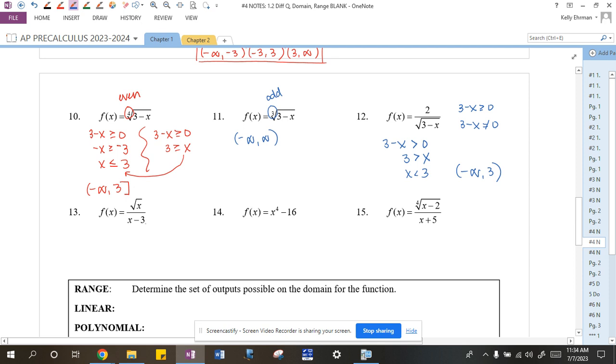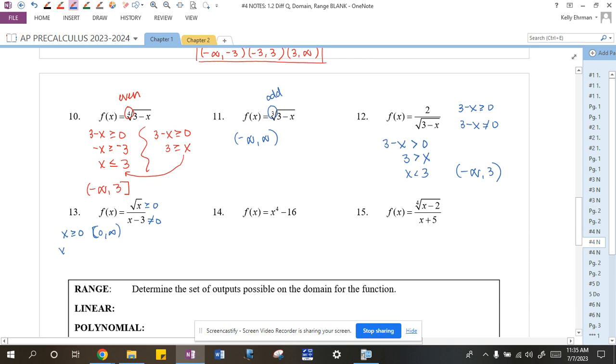For number 13, we have a square root on top and an expression in the denominator. So not only can x minus 3 not equal 0, x needs to remain greater than or equal to 0 for the square root function as well. Okay, so we have x needs to stay greater than or equal to 0. So that's like 0 to infinity, right?